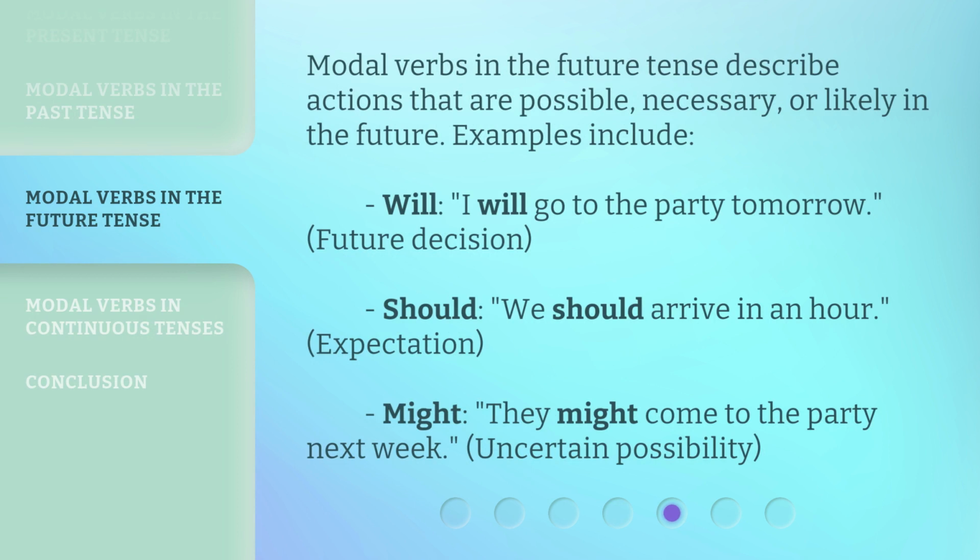Modal verbs in the future tense describe actions that are possible, necessary, or likely in the future. Examples include will: I will go to the party tomorrow. Future decision. Should: we should arrive in an hour. Expectation. Might: they might come to the party next week. Uncertain possibility.